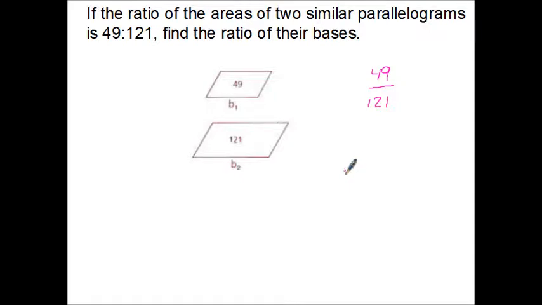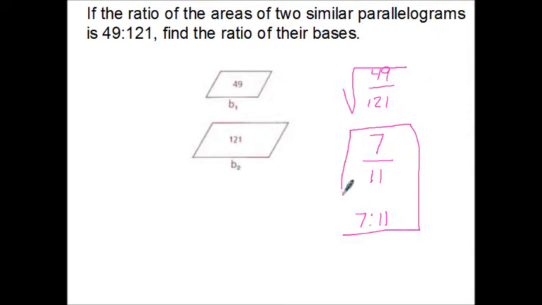Now, we have to work in reverse. Instead of squaring the sides, we have to go backwards, and we're going to square root those areas. So here we go. Square root of 49 is going to give us 7. Square root of 121 is going to give us 11. So the ratio of their bases is going to be 7 to 11. We just got to work backwards.